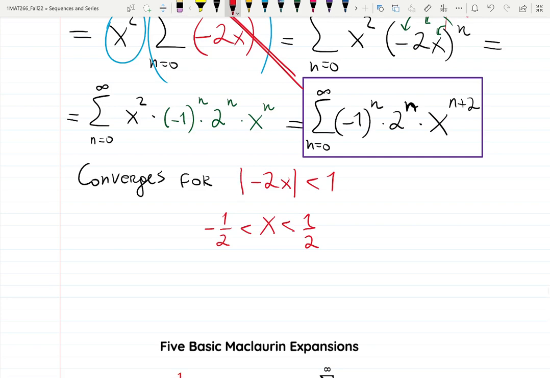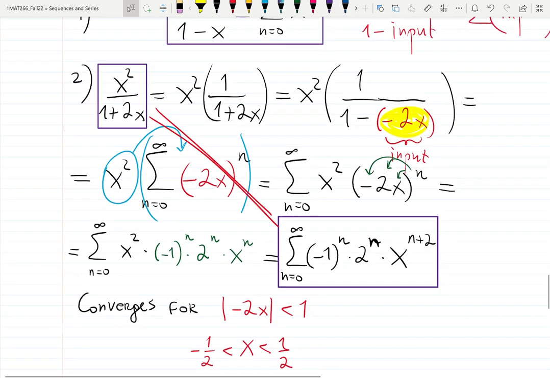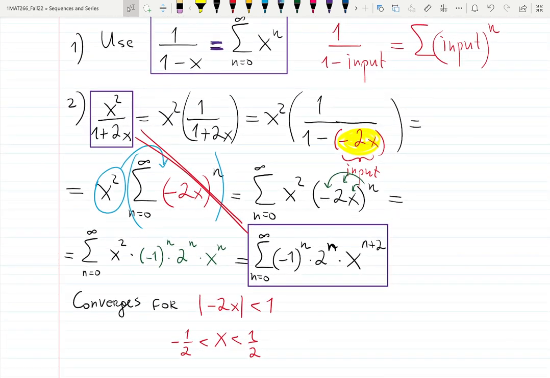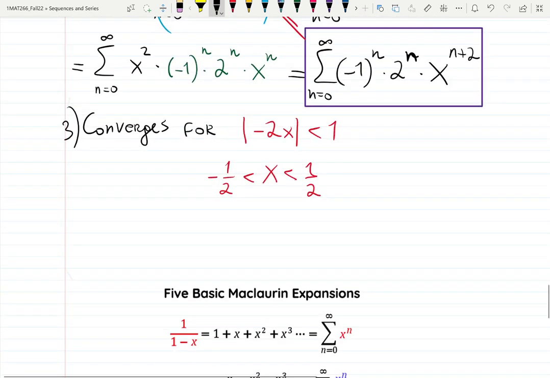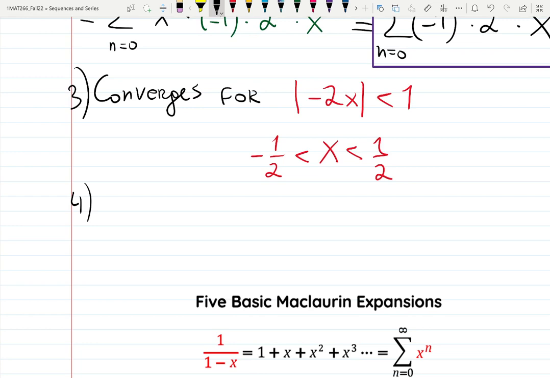Coefficients are important. So let me do steps. Step 1, we know what formula to use. Step 2, we work with lots of algebra. Step 3, we found where this equal sign is even possible. Step 4, let's write down the coefficients.